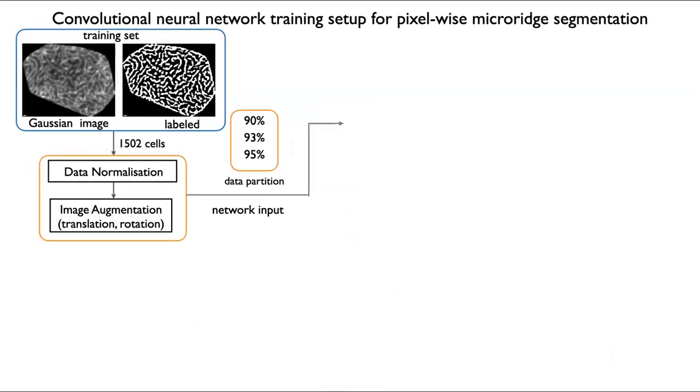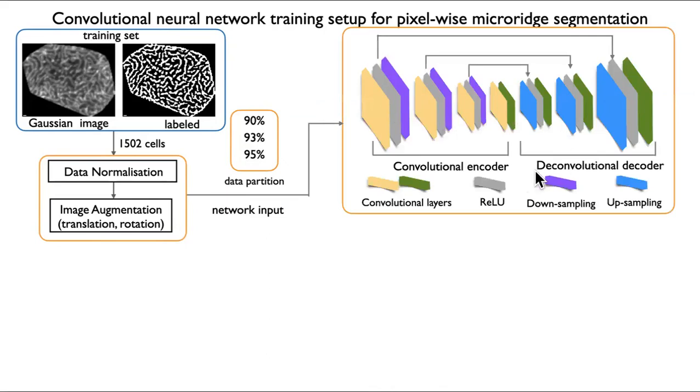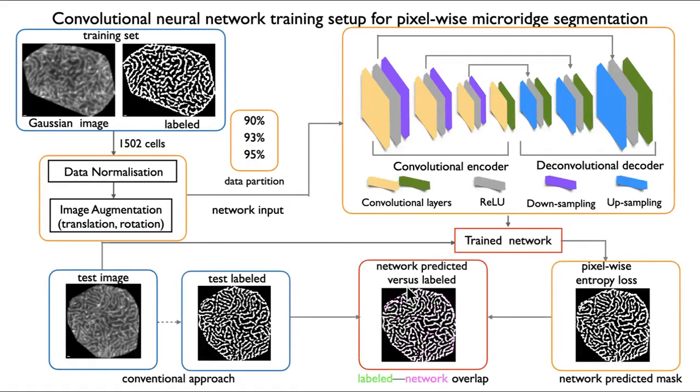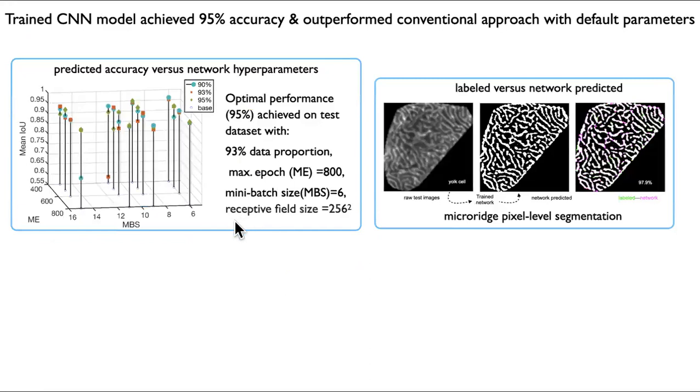We implemented data normalization and image data augmentation by means of translation and rotation. The training data was partitioned into 90, 93, and 95% as training set and remaining as test set respectively, and these were passed through a UNet segmentation network. The output performance was assessed by using Jaccard similarity between the labeled versus the network predicted pixel level segmentation. After rigorously testing for various combinations of hyperparameters, we achieved 95% pixel-level segmentation accuracy. Here is an example showing pixel-wise segmentation of microridges within a yolk cell.